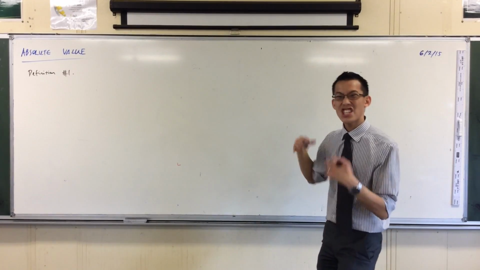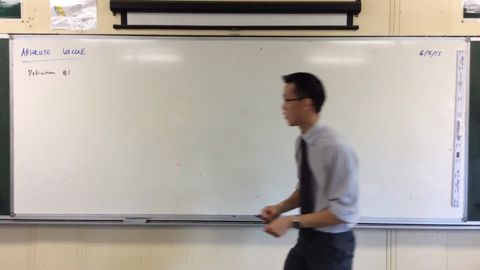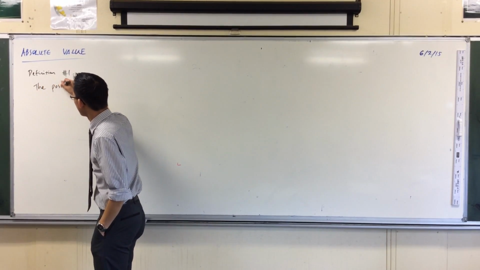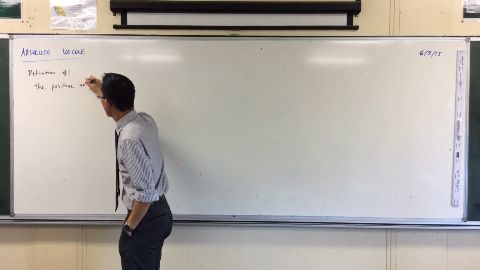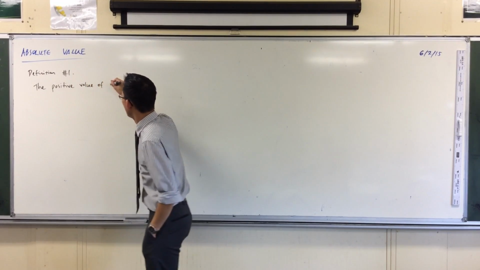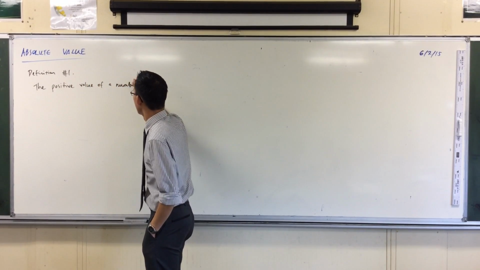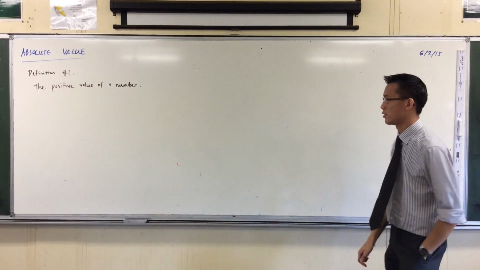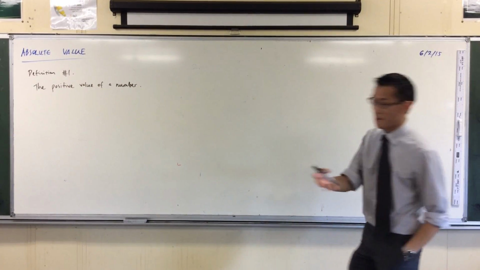Absolute value, and this is kind of where the name comes from, is the positive value of a number. That's it. The positive value of a number. That is the simplest definition I can give you. Okay? So, examples.